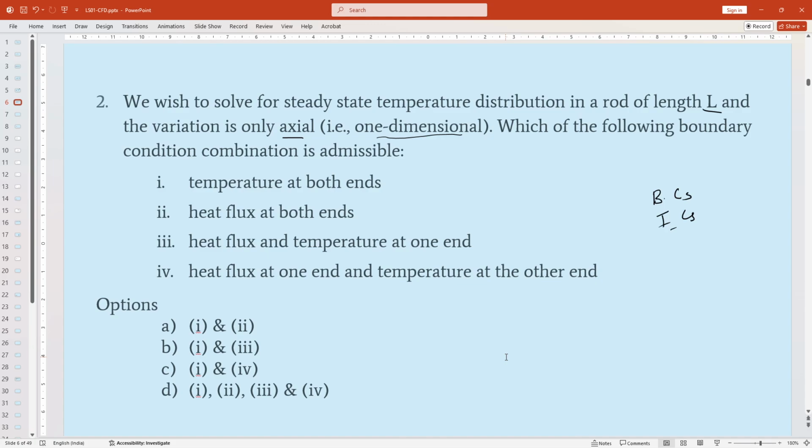Thank you. Most of you have answered correctly. For others, I am just explaining the problem. We have one single rod. Assume this as the rod. This is end A, this is end B. The first option is temperature at both ends, that we can give T of A is equal to some constant C1 and T of B as C2. That's the first condition. The next condition is heat flux, that is Q, that is dT by dx, assuming it is in the x direction, as a constant or some value.